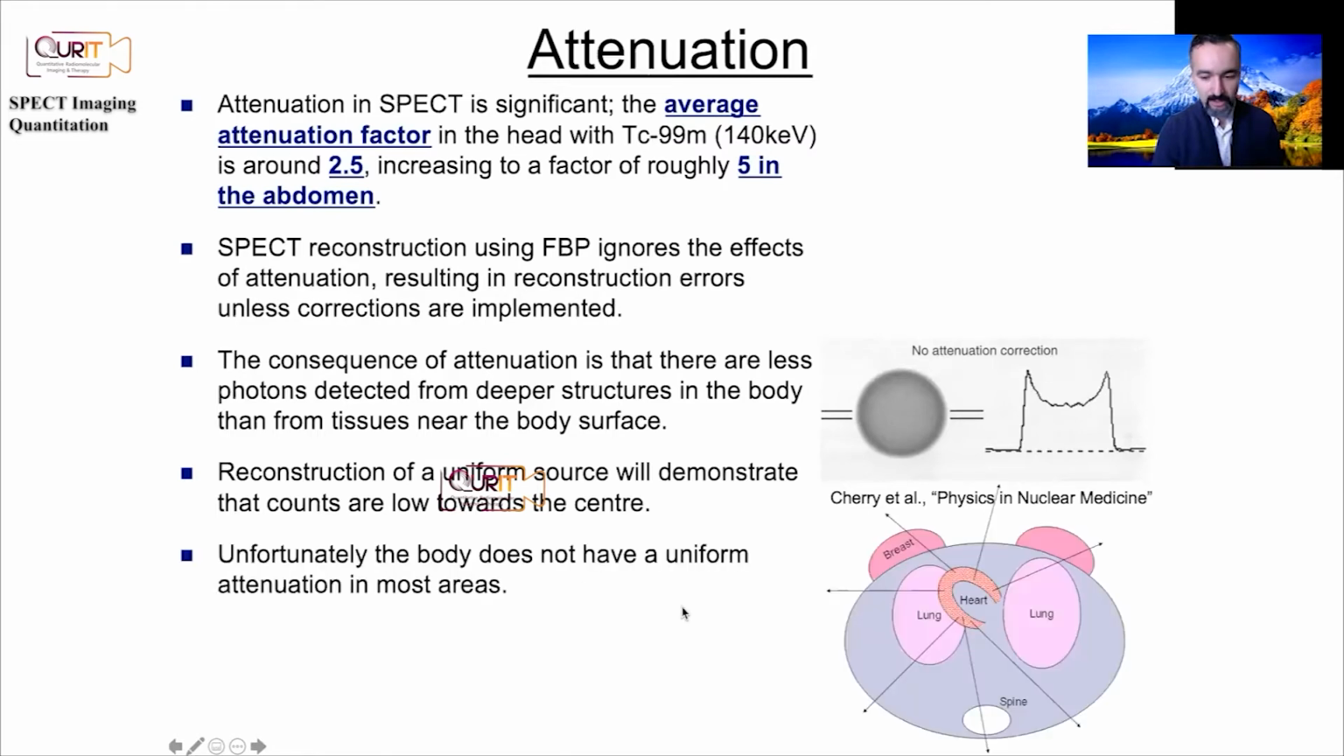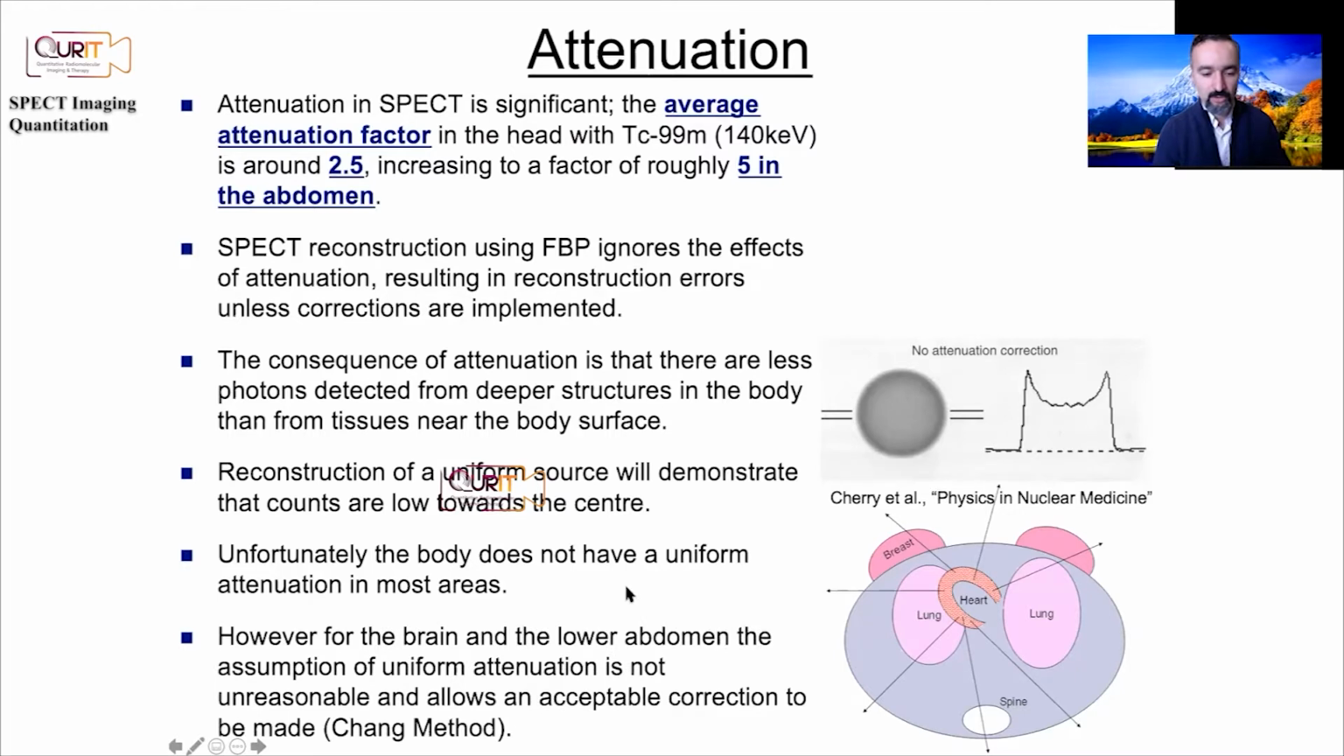Okay, so here's what we have, and unfortunately, the body does not have a uniform attenuation in most areas, and so this makes it even more complicated. So you get this problem even in a uniform structure, but it will be even more complicated when you're going through the lungs, through the bones, and through all kinds of different tissues. So you have to deal with this. So again, however, for brain and let's say lower abdomen, you could sort of assume that there's uniform attenuation.